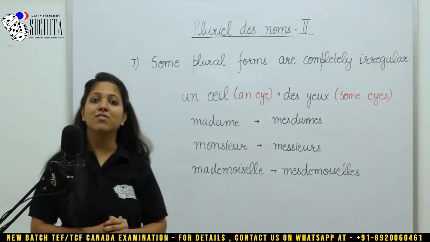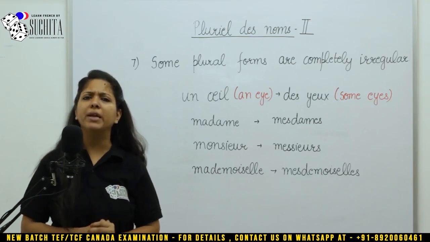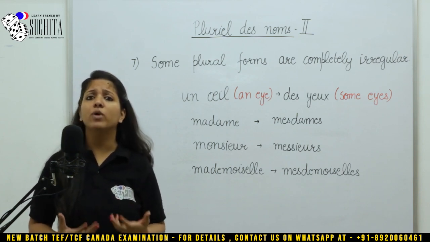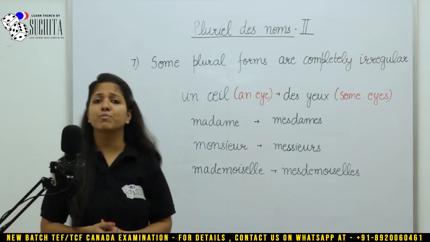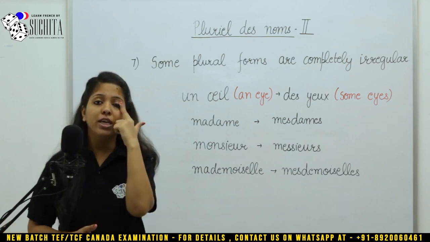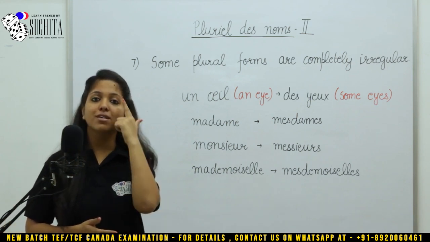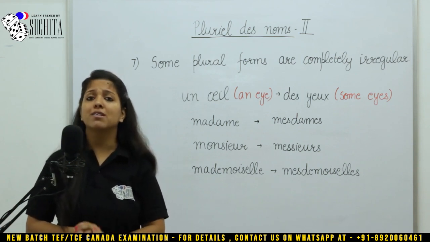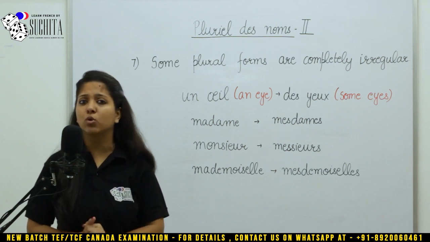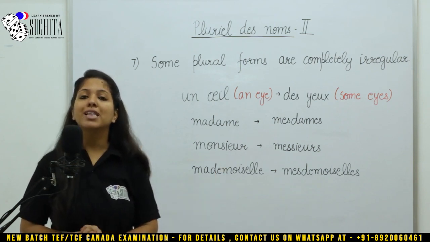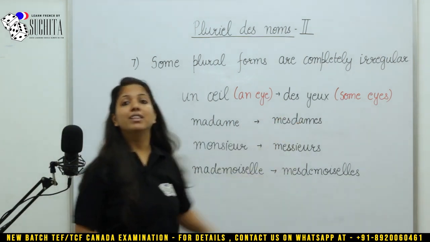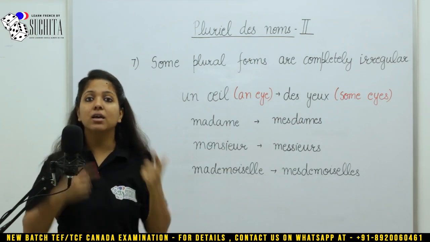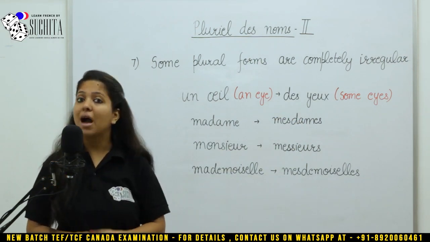Now the last rule that we have is some plural forms are completely irregular. For them you have to just learn what is their plural. You cannot do anything about the rule here. Now the first exception is an eye. Now usually you put an S to make it plural, but this word is totally an exception, totally an irregular word, and to make it plural you will put des yeux, and the word completely changes. So an eye, des yeux, which means some eyes.